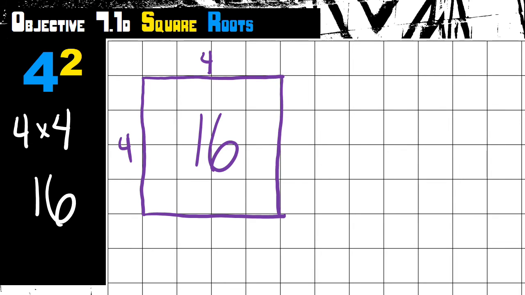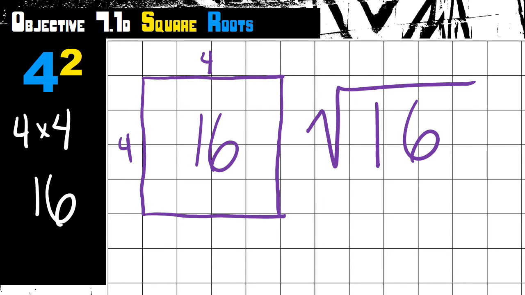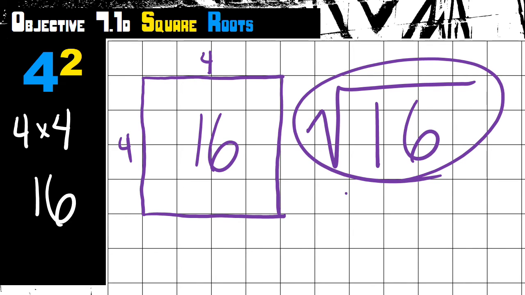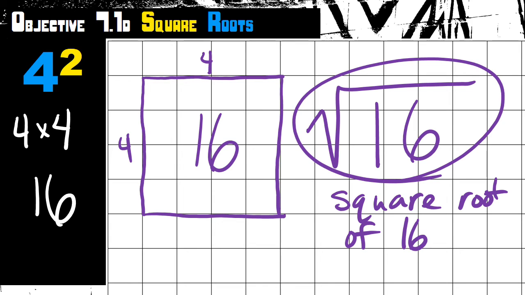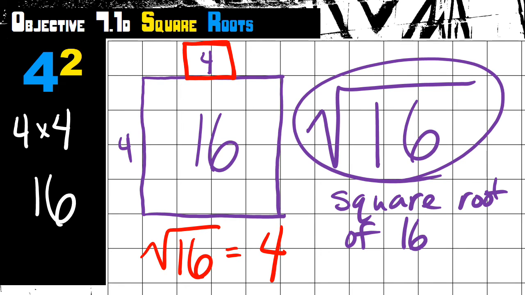So all we're doing now is, if you see this, it's called the radical sign, with 16 underneath of that. This means the square root of 16. All that means is we're looking to identify one of the sides of the square. So we can say that the square root of 16 would be equal to 4. We're just looking for one side of the square.